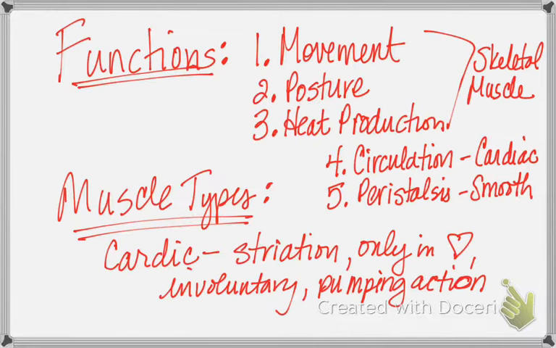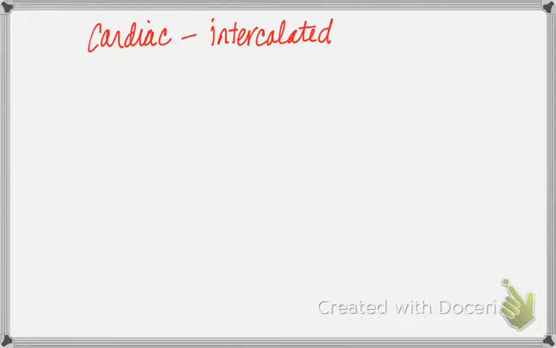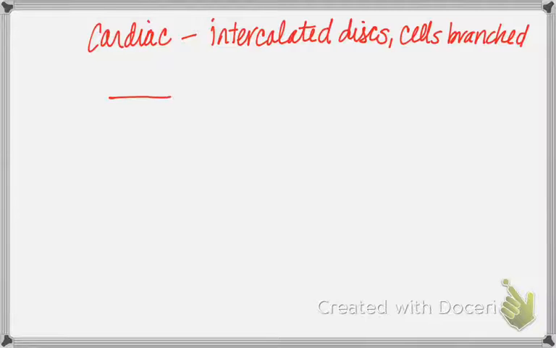All right. We're still on cardiac muscle. What things did we say? We said striations, only in the heart, and it's involuntary. Any other characteristics about cardiac? Intercalated discs. The cells are branched. So instead of a cell just being cylindrical, they have a branching pattern.